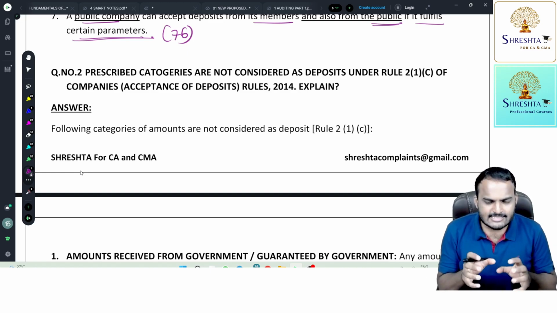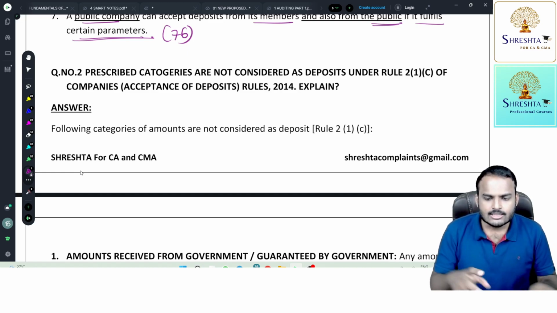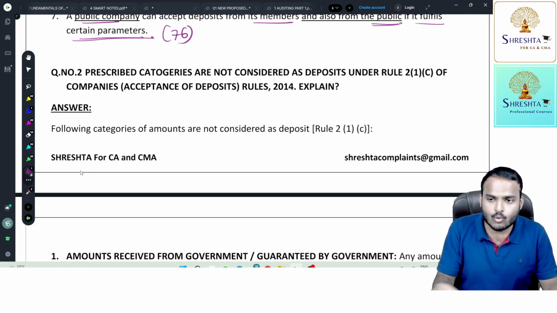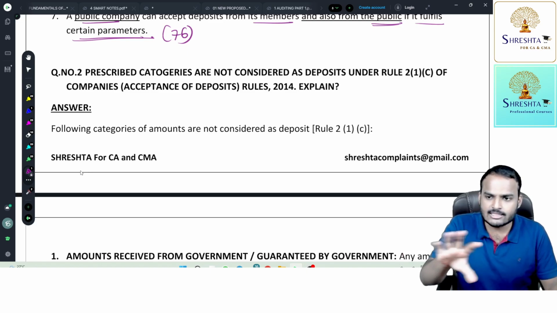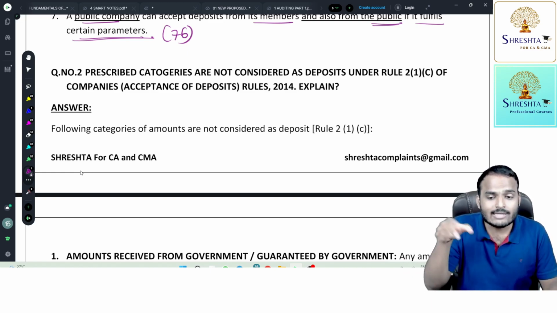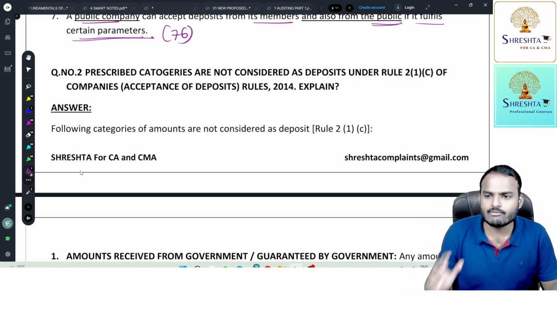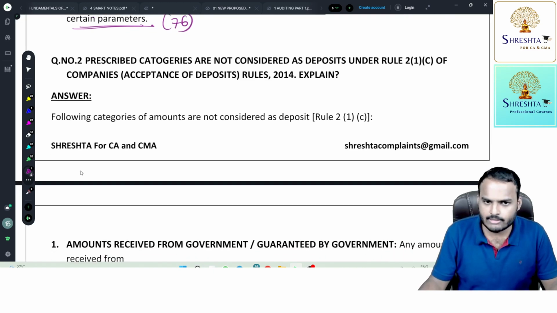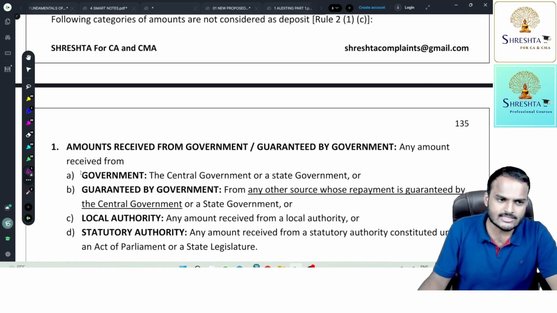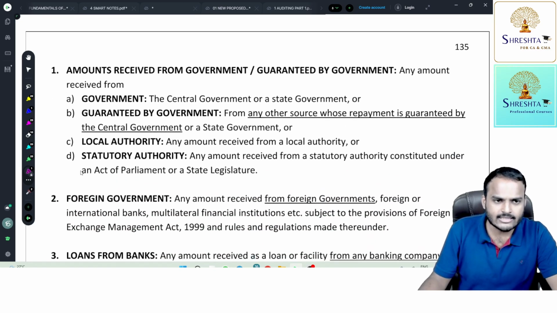So the main reason why we need to define deposit is that chapter number 5, acceptance of deposit provisions, will apply only to the deposit, and these rules and regulations are not applicable to the other amounts. Now what are those other amounts, sir? Let's begin our discussion. See the point? Following categories of amounts are not considered as deposit. First one, amount received from government or guaranteed by the government.